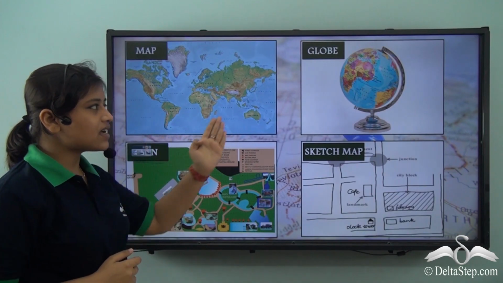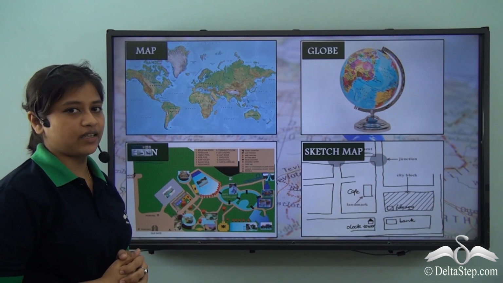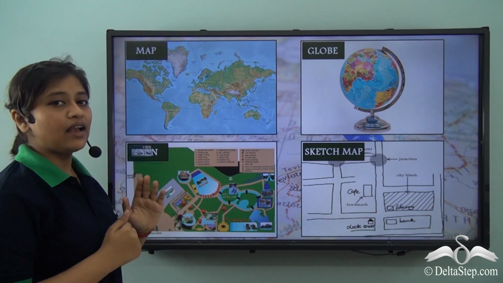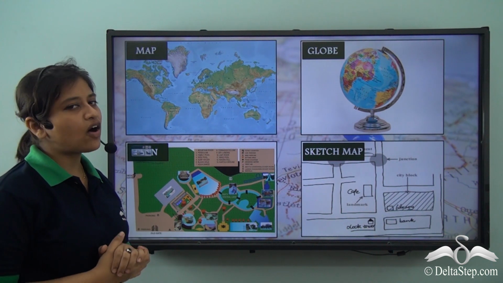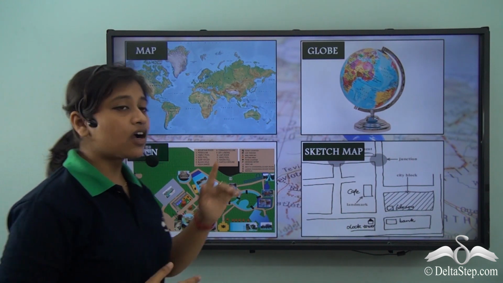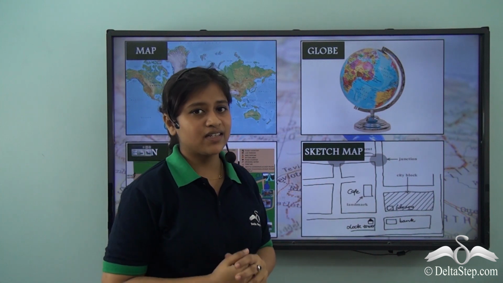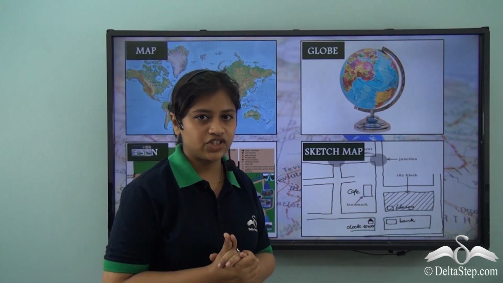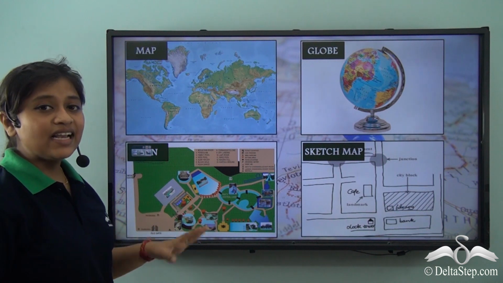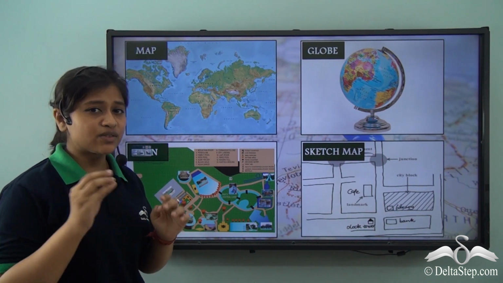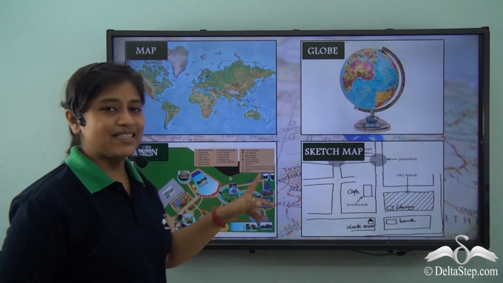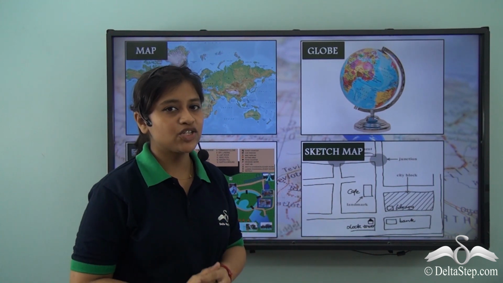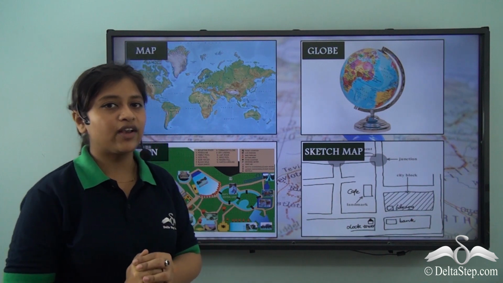Now, these are the things that we have learned today. Firstly, what is a map? A map is a simple representation of the earth on a flat surface. A globe, which also represents the earth, is round in shape. A plan is a detailed drawing of a very small area on a large scale, while a sketch map, which resembles a map, is a rough drawing of an area.